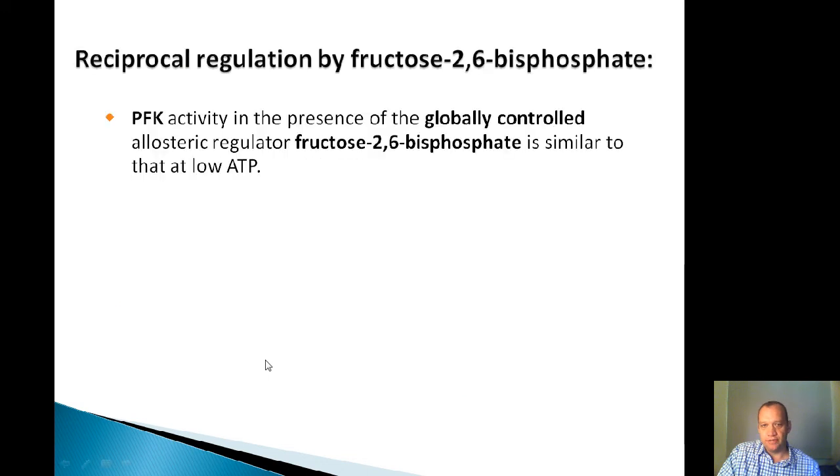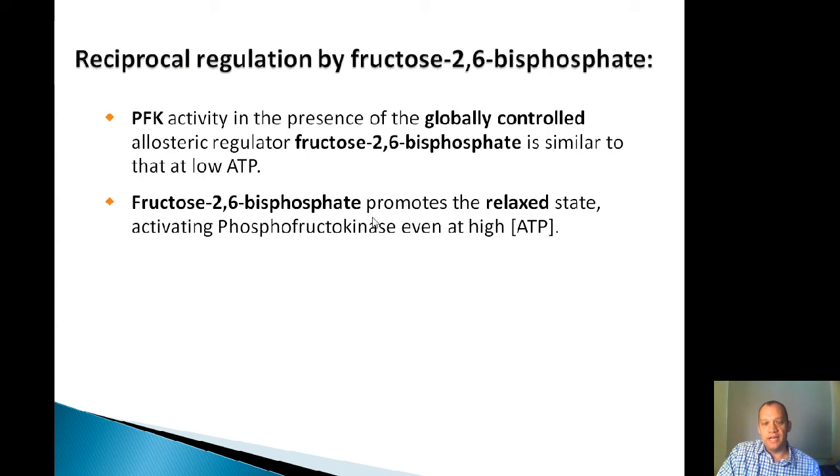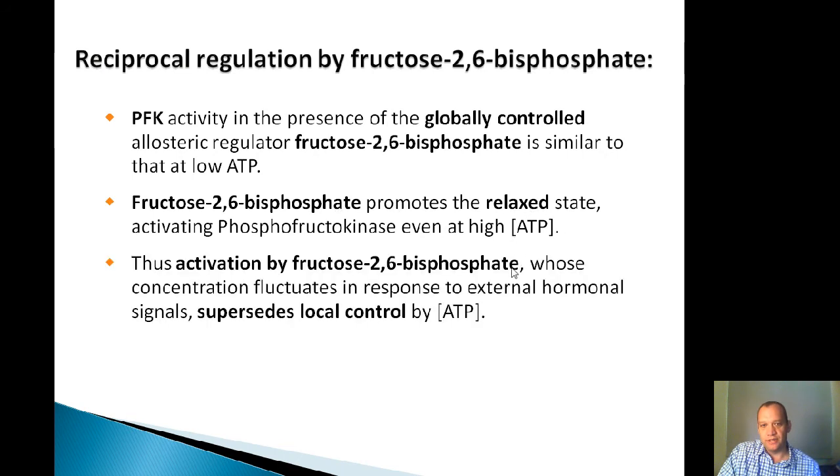promotes its tense conformation. Now what fructose 2,6-bisphosphate does, it activates phosphofructokinase and then allows it to function as it would function if ATP concentration was low. The way that it does this is that it also binds to the PFK enzyme but promotes the relaxed state of the enzyme even at high ATP concentrations.